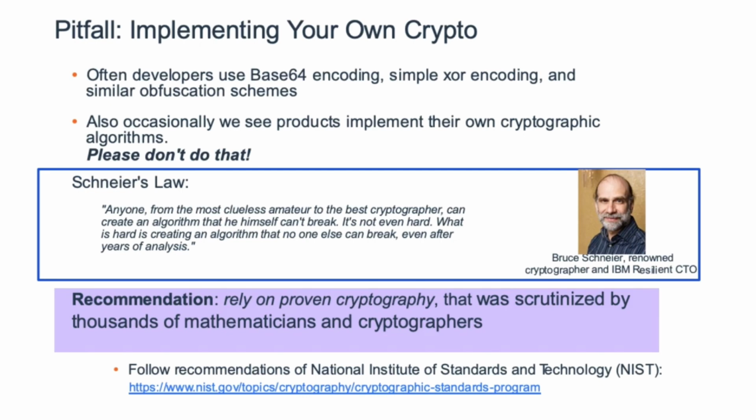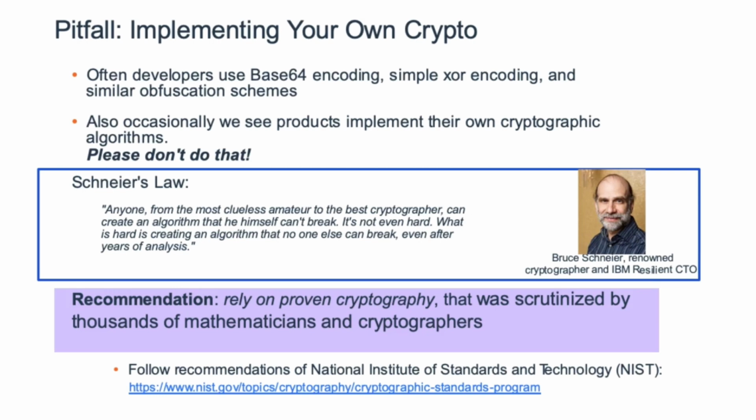Another problem that we sometimes see is implementing your own cryptography. Often developers use obfuscation and not cryptography. So you may be familiar with something called base64 encoding or XOR encoding and similar obfuscation schemes. Unfortunately, they do nothing for keeping the data secure. They're very trivially analyzed and reversed. So it's not to say that you shouldn't use those schemes, but never think that because, let's say, you base64 encoded something, that makes it secure. It won't. And sometimes we even see products implement their own cryptographic algorithms. And it's just a very dangerous practice that you definitely shouldn't do. Such algorithms never stand a chance against a serious attacker.